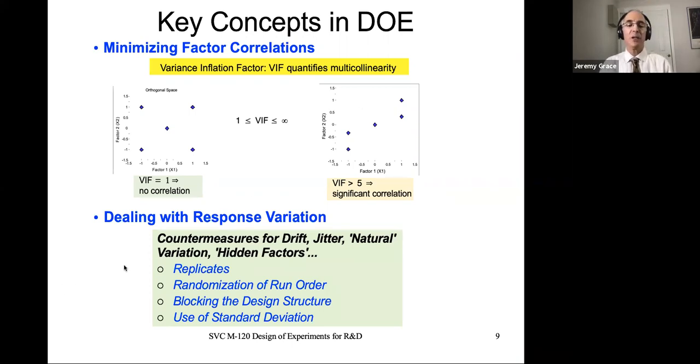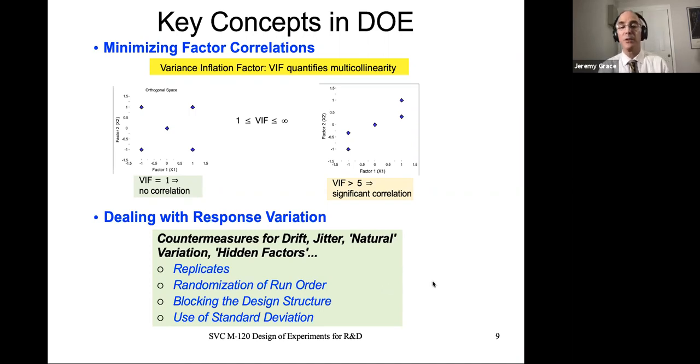And speaking of noise levels, we deal with response variation. We take countermeasures for this drift or jitter or natural variation or hidden factors. We take replicates. We must repeat a condition several times to understand what the level of response variation is, because that helps us set our confidence limits on our models that we create.